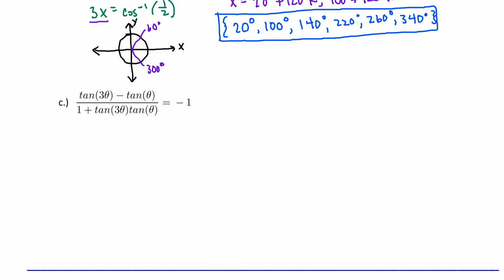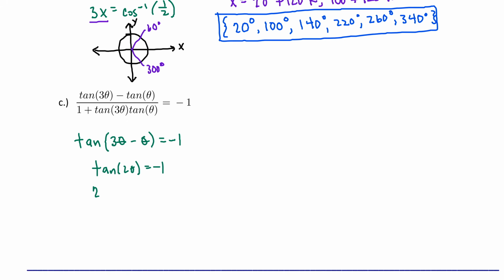We have tangent of 3 theta minus tangent of theta divided by 1 plus tangent of 3 theta times tangent of theta equals -1. So we do have a single trig function, which is good news, but we do have different arguments. We have 3 theta and theta. But hopefully from your knowledge of trig identities, you recognize on the left side we have tangent of a difference expanded. We could condense that to be tangent of 3 theta minus theta equal to -1. That is tangent of 2 theta equals -1.